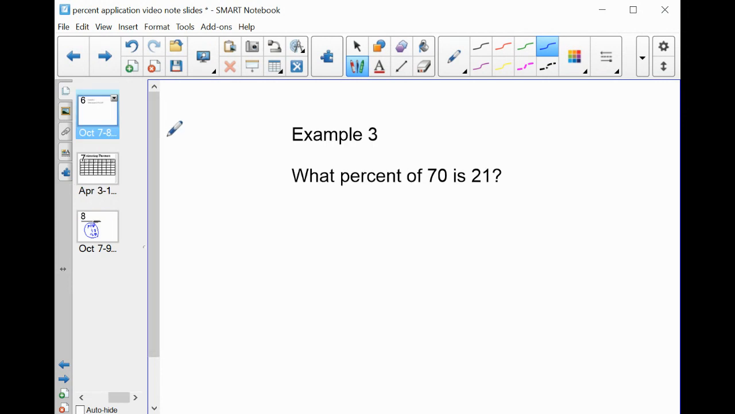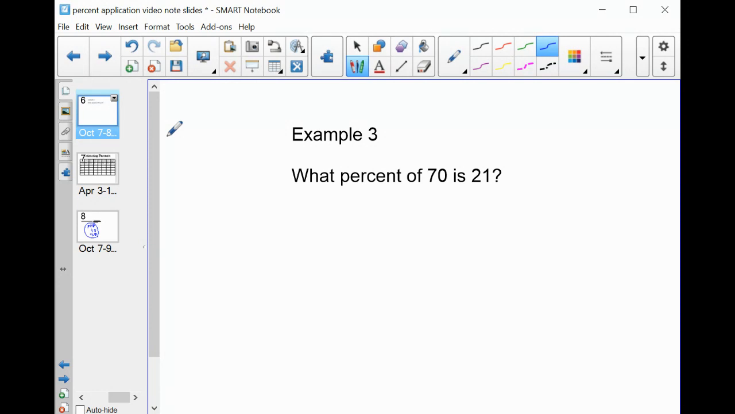Okay, example number 3. Now these are the toughest type of problems that you're going to get when asked for what percent. We won't see a whole lot of these this year. You'll see a lot more of them in algebra, but you know me. I like to push you and challenge you. Most of you will find you'll be able to do these. Okay, so let's take a look.